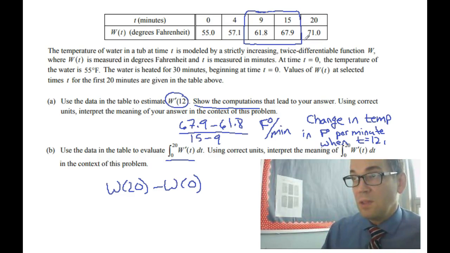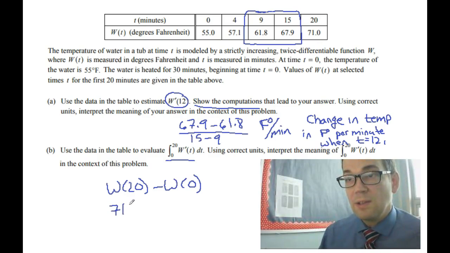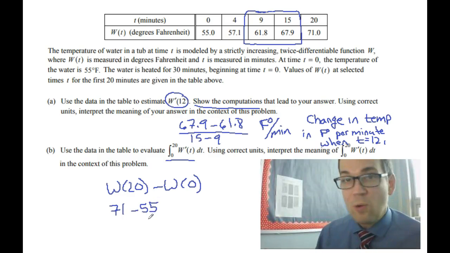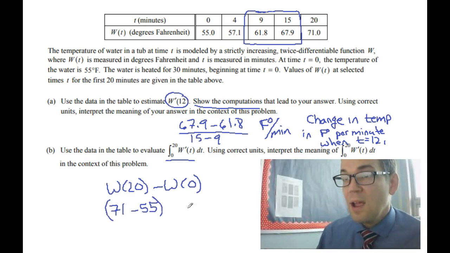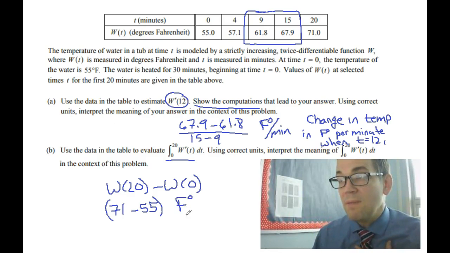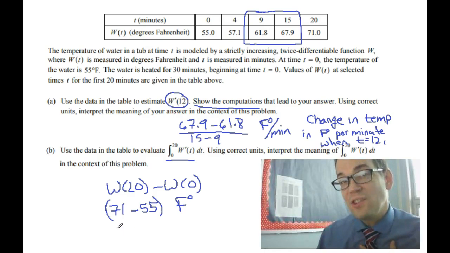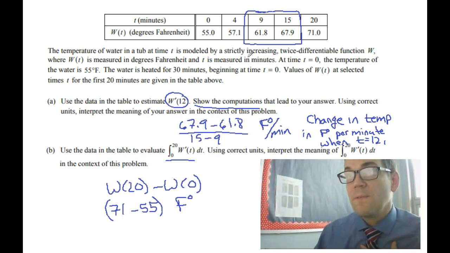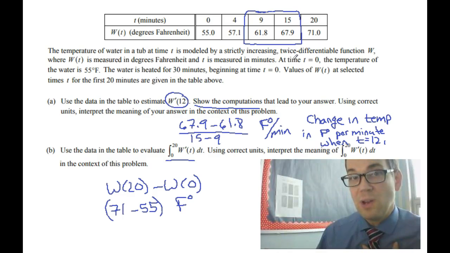W of 20, we can look at the table and see that that's 71 degrees Fahrenheit minus 55 degrees Fahrenheit. I don't need to simplify that any further. I do need to talk about what that means. So the meaning of this would be the net change in temperature from time 0 to time 20. It's how much the temperature of the water changed in those 20 minutes.